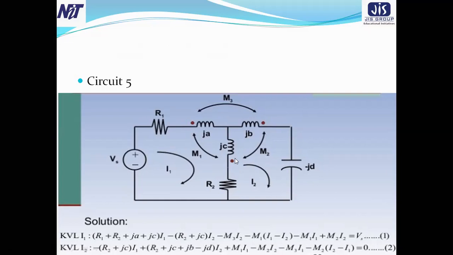And for loop 2, what will happen? Minus (R2 + jωLC) I1, these two will be minus, plus (R2 + jωLC + jωLB − jωLD) I2, opposite direction, same, plus M1 I1, no problem with this, minus M2 I2, opposite direction, minus M3 I1, opposite, minus M2 (I2 − I1) equals 0.